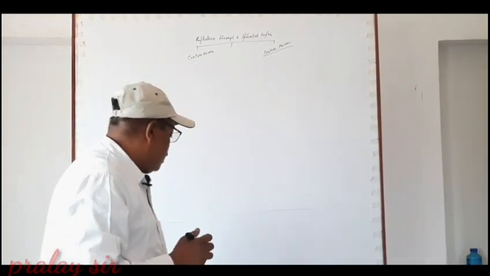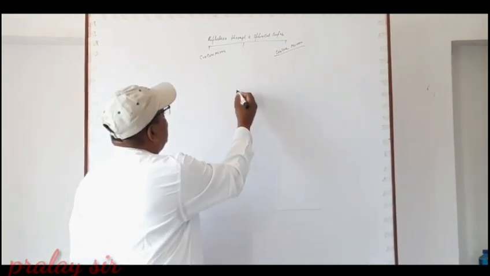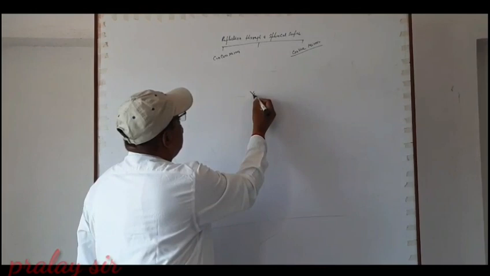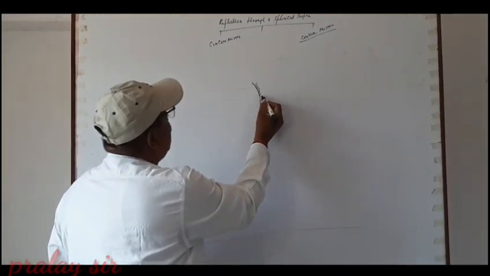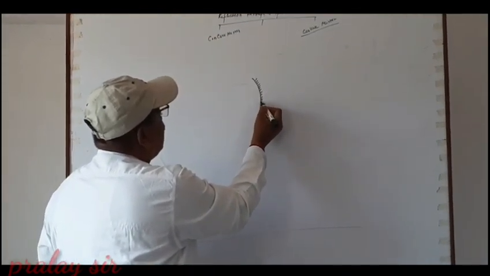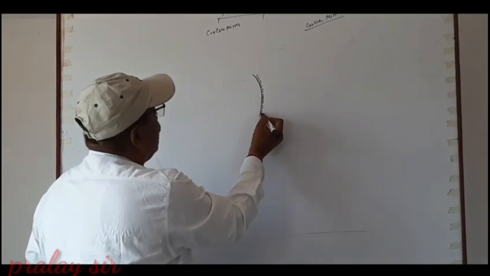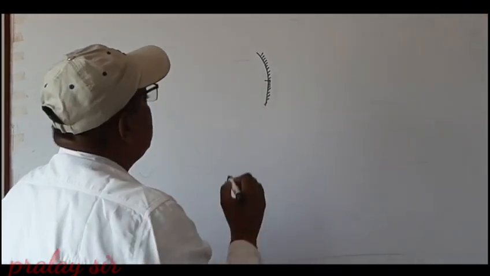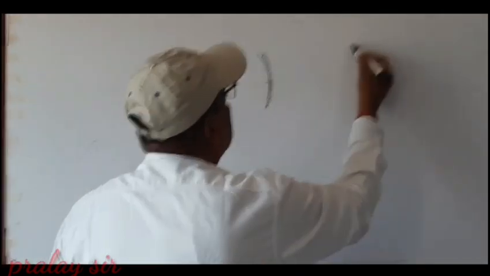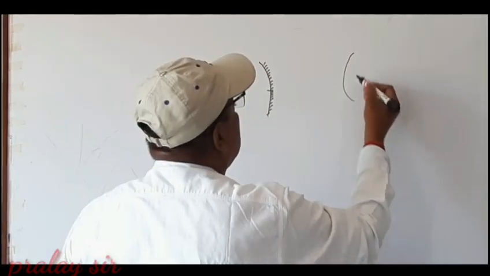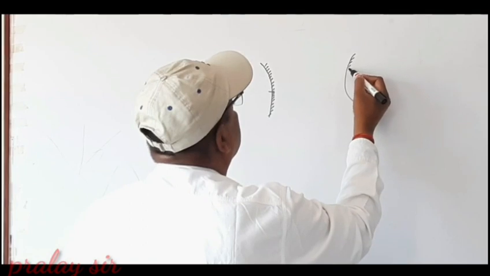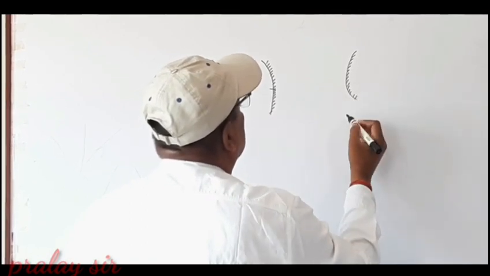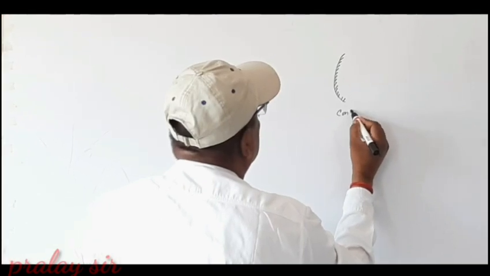It means that if the outer surface of a curved surface is polished, then this type of mirror is known as concave. If the inner surface is polished and the outer surface is the reflecting surface, then it is known as convex.